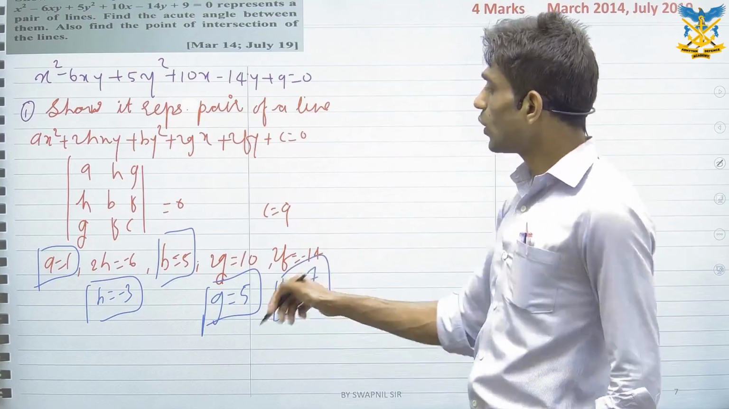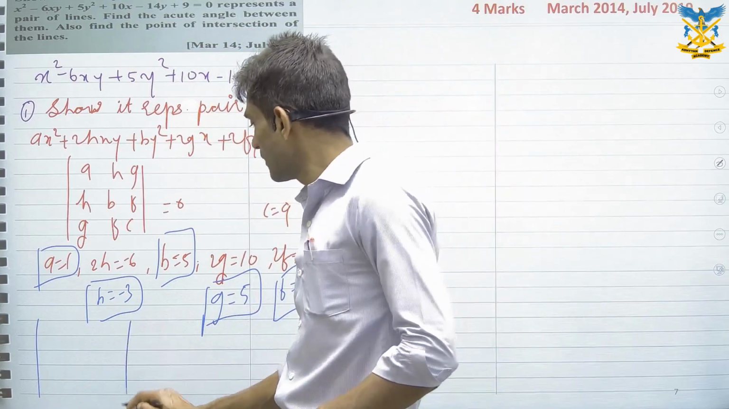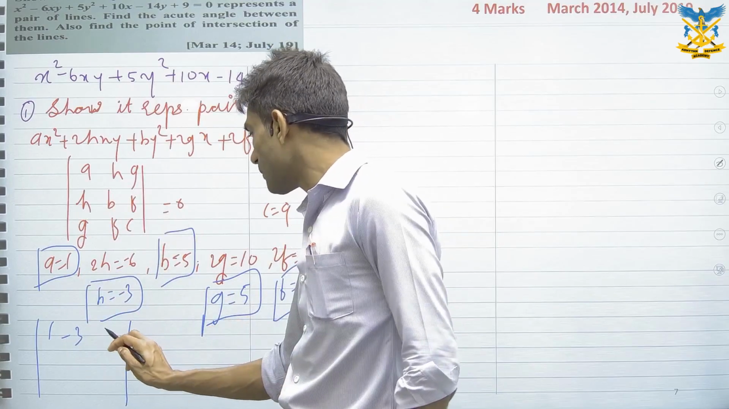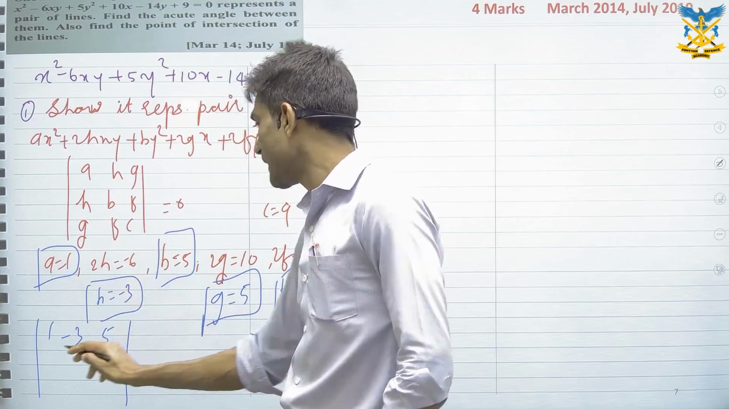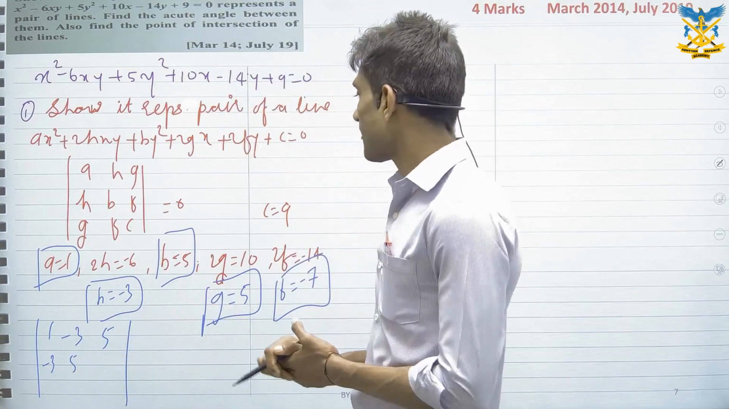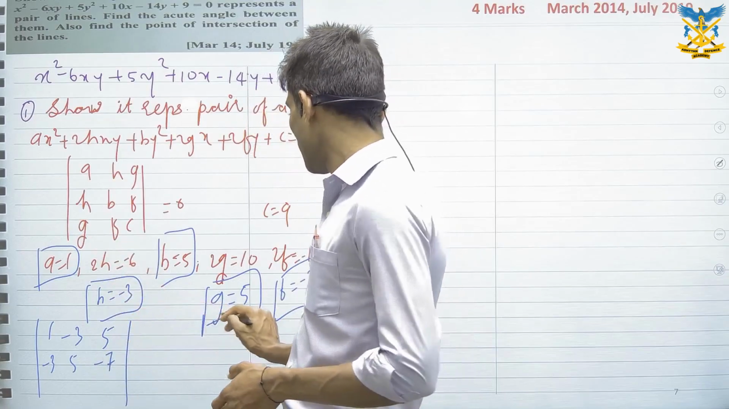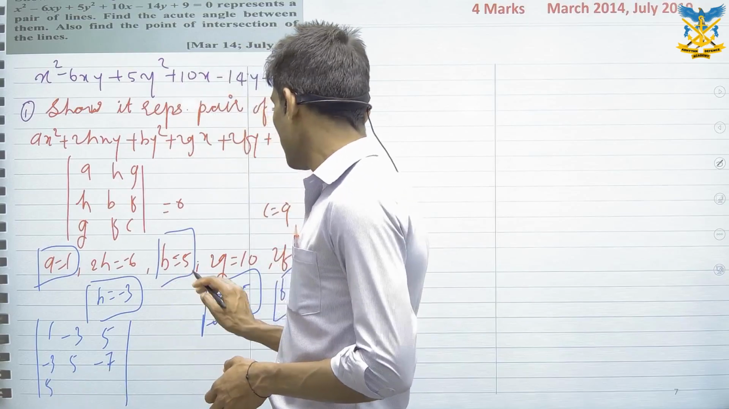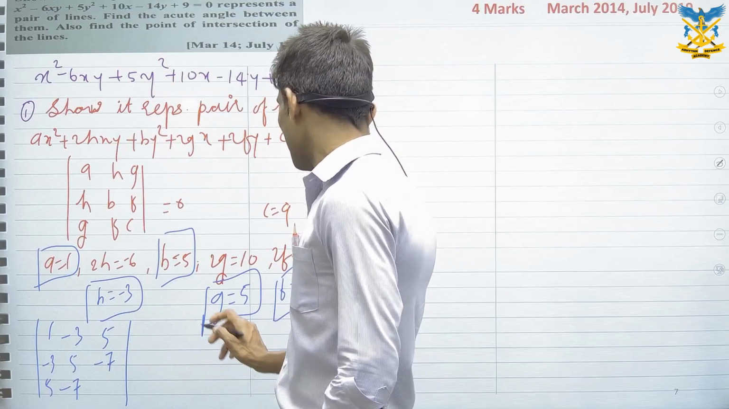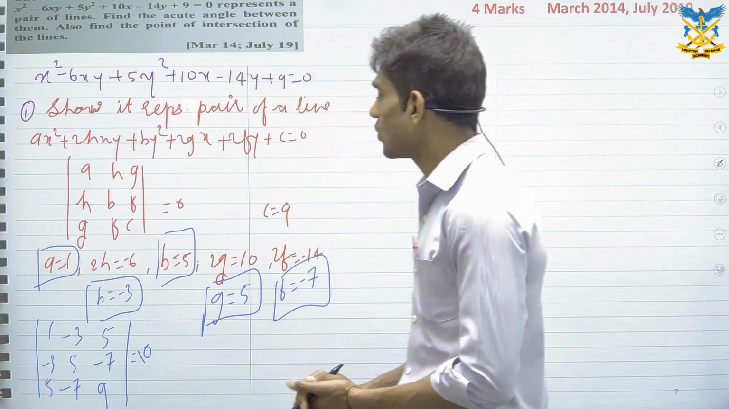Now put all these values in our determinant. See what values are coming in our determinant. So a, h, g means 1, minus 3, 5. Then h, b, f: h is minus 3, b is 5, and the value for f is negative 7. Then g, f, c: the value for g is 5, the value for f is minus 7, and the value for c is 9. Okay, so we have to show this determinant goes to 0.